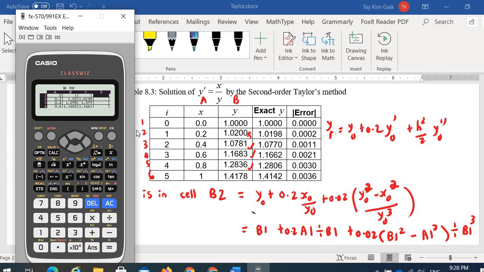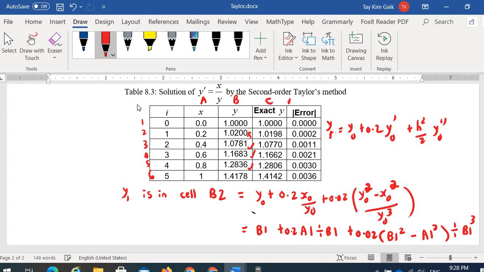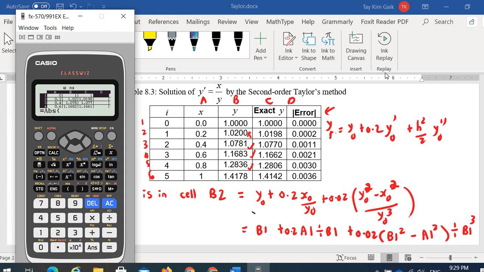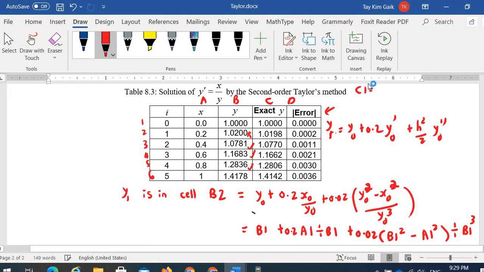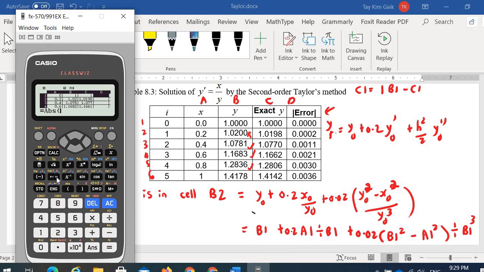And then you want to calculate the absolute error. So equal to the absolute value of the y that you obtain minus the exact y. So you key in the cell, this is A, B, this is C, D. Your absolute error at the cell D1 will be the absolute value of B1 minus C1. This absolute value. And then you copy down.